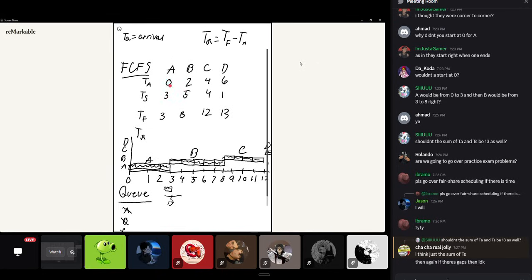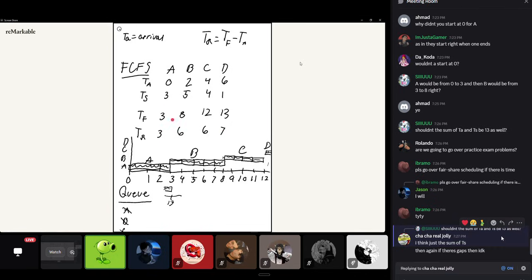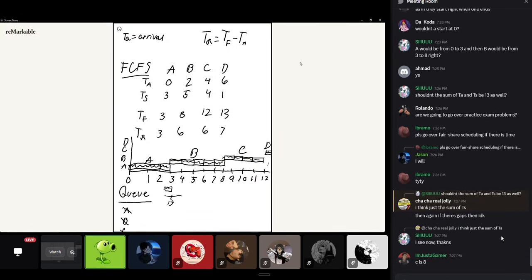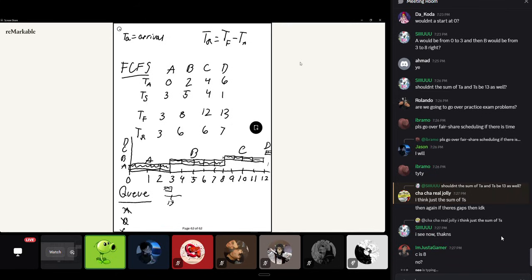Now, the turnaround time, like we said earlier, is just TF minus TA. So our turnaround time for A was 3. For B, our TF minus TA is 6. For C, 12 minus 4, so it'd be 8. And then for D, 13 minus 6 it would be 7. TF is where the process finishes, and TR is just TF minus TA. Okay, is that good? Everybody good with that? Hope so. Let's move on here.